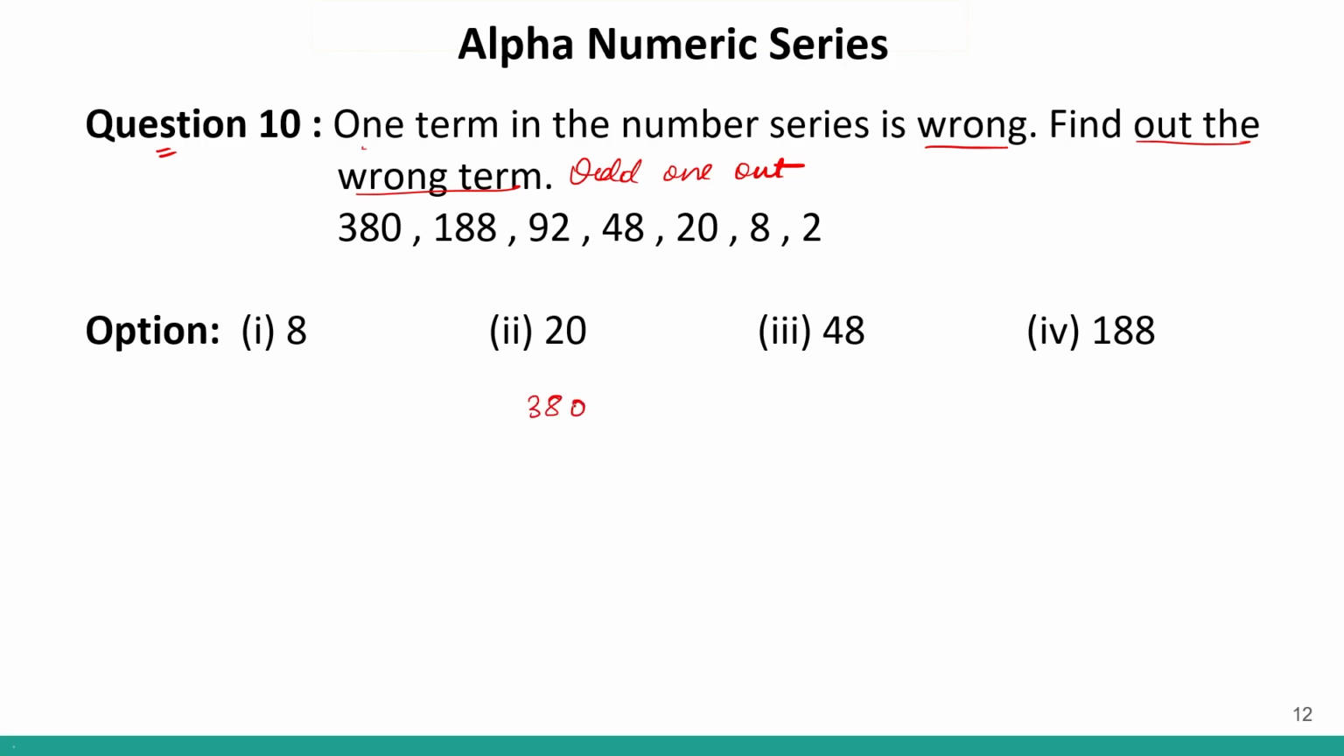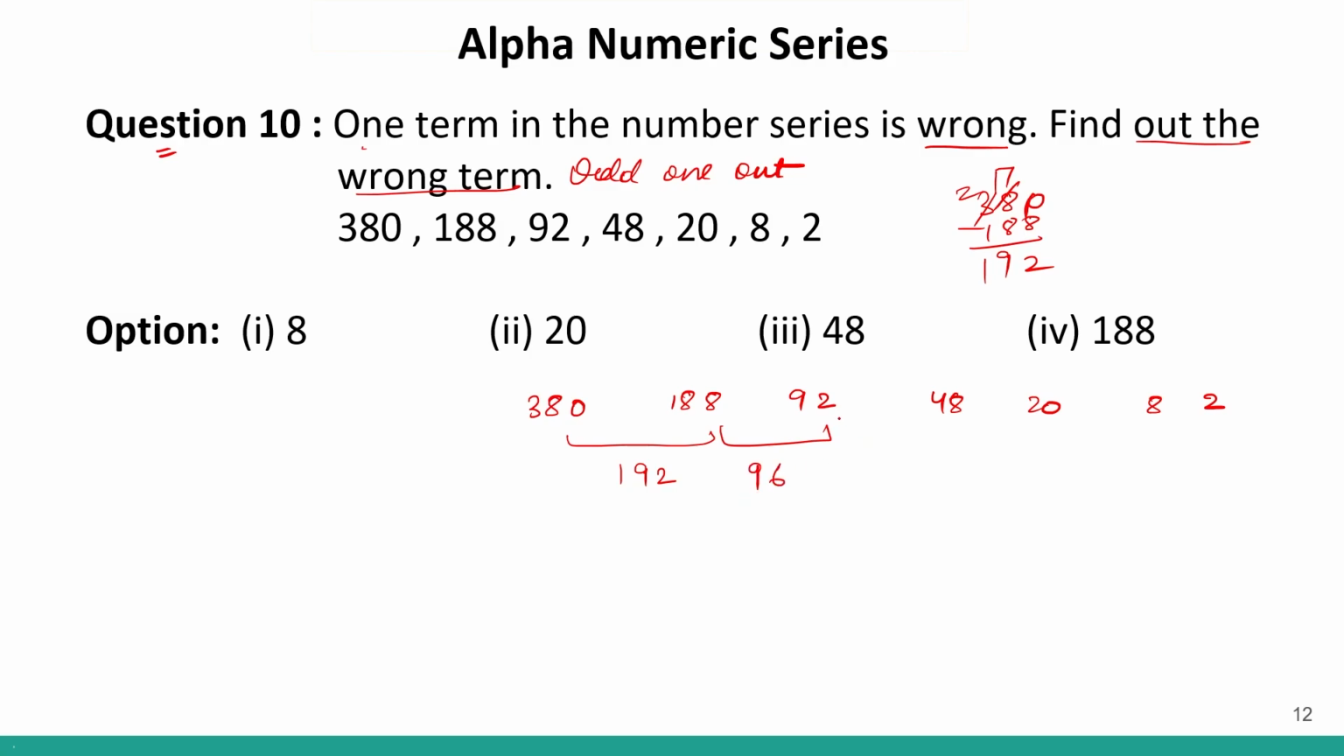We have 380, 188, 92, 48, 28 and 2. So now let me find the difference between these terms. This is 192, correct? 380 minus 188 is 192.